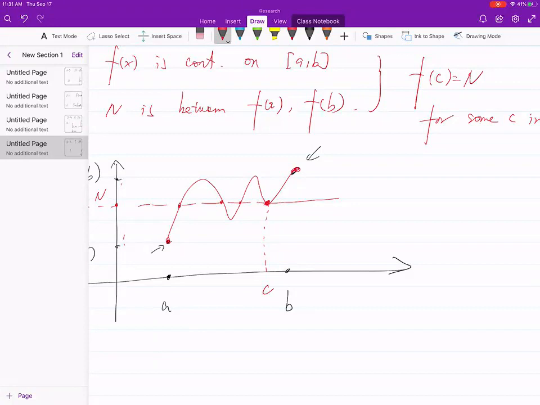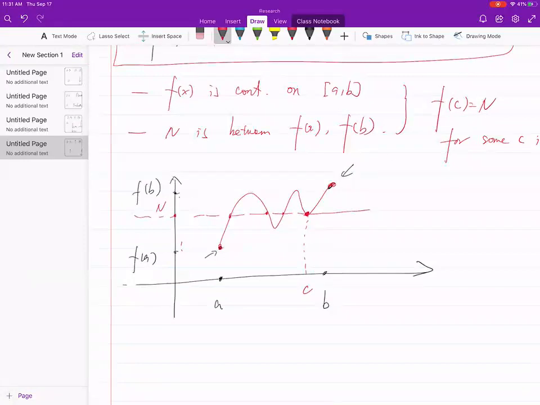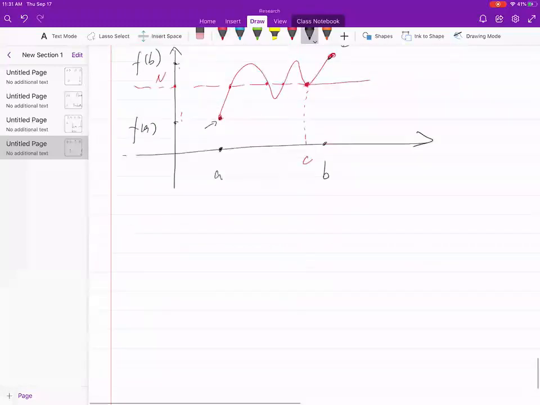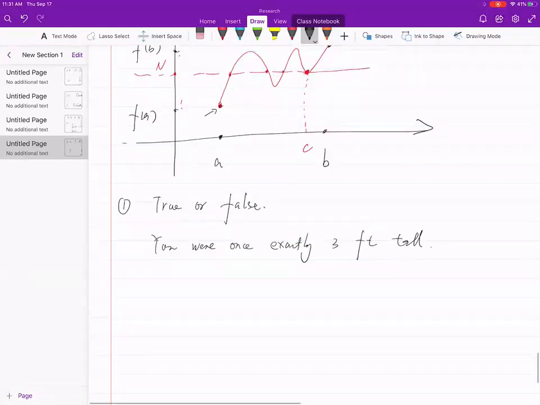Okay. Other questions? Awesome. Let's try some examples to see. True or false? You were once exactly 3 feet tall. Use your button. If it's true, answer yes. If it's false, press no.